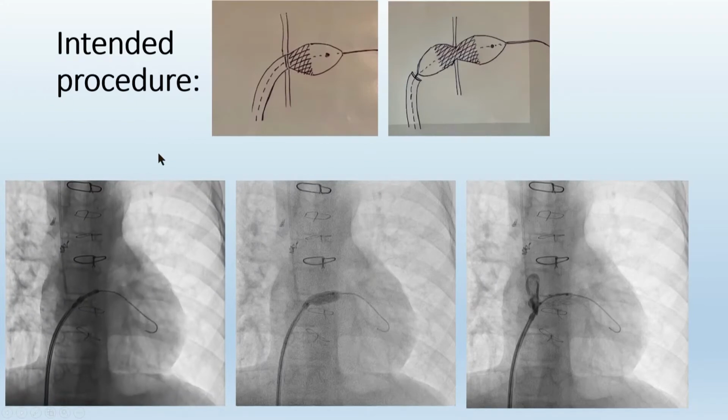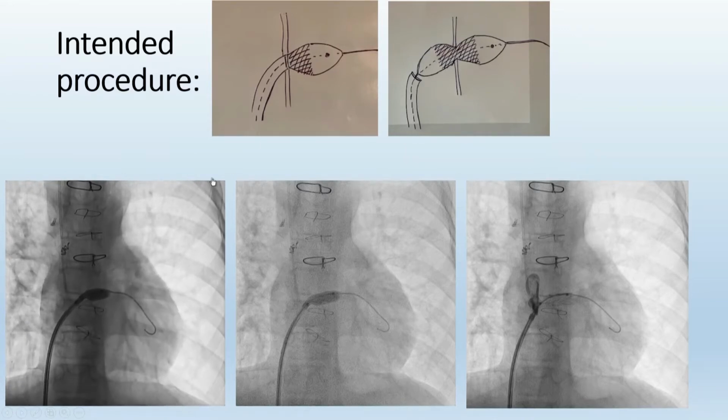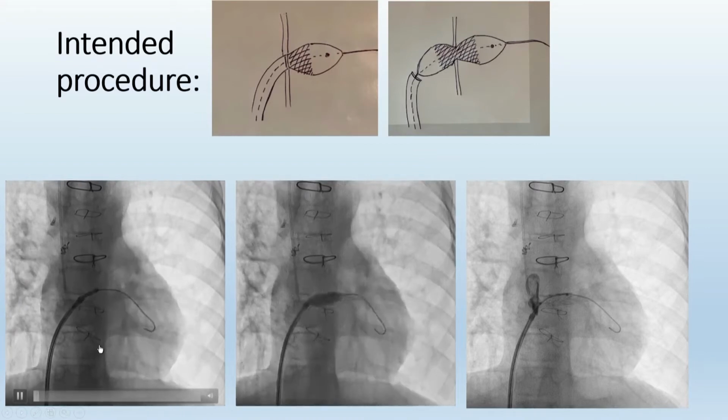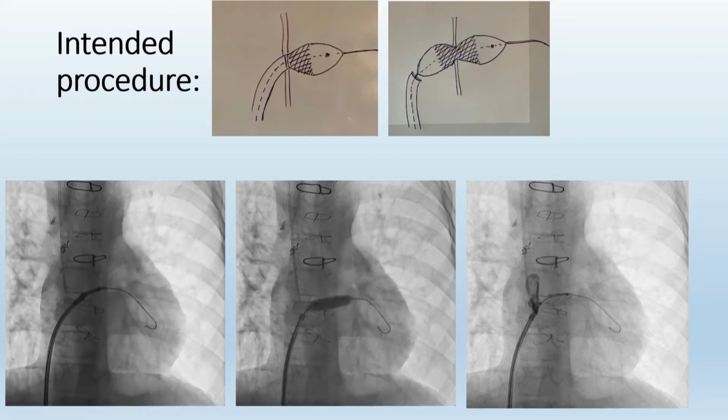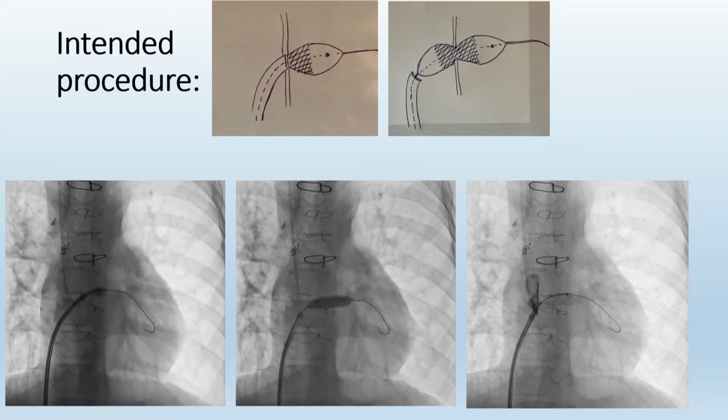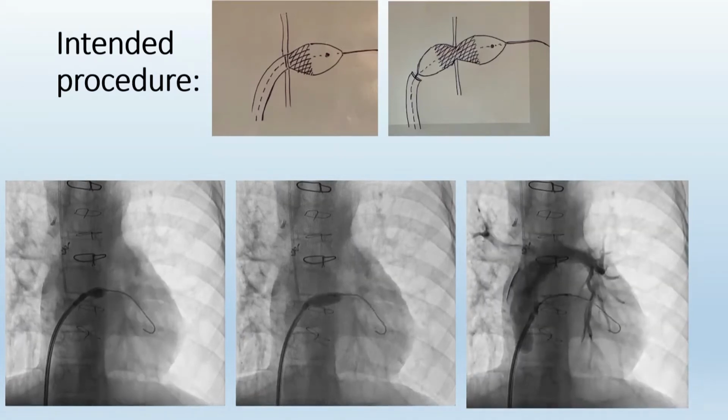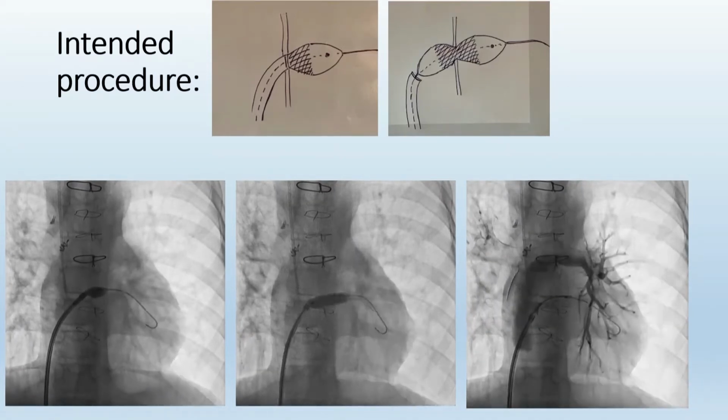The intended procedure is actually to open up the distal part, and then the sheath is in the middle, and then pull the sheath and open up the proximal part. So this is the intended procedure. However, on my left is my junior fellow, and on my right is my senior fellow. So I asked the junior fellow to hold the sheath, and I asked my senior fellow to inflate the balloon.